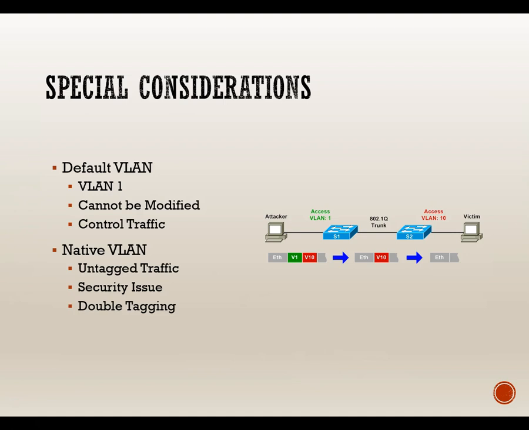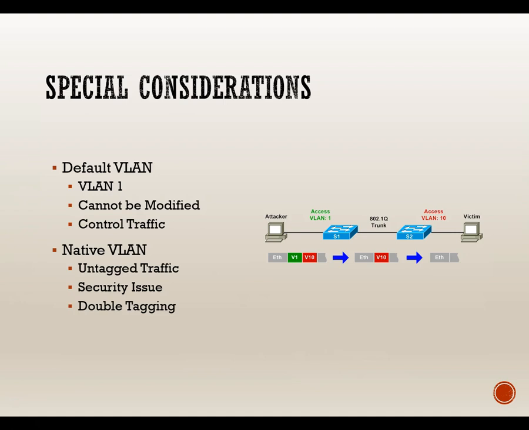Special considerations that we have: the default VLAN we've talked about is VLAN 1. It cannot be modified. The name and the number can't be modified, can't be deleted. But as we have seen, we can move the ports from that VLAN to other VLANs. This says control traffic, and it is control traffic, and we're going to have some things that the switches communicate with each other use VLAN 1. Management traffic is typically going to be VLAN 1 also.